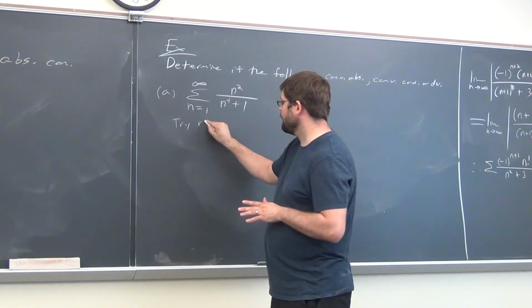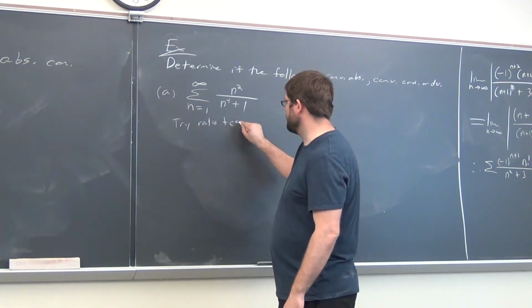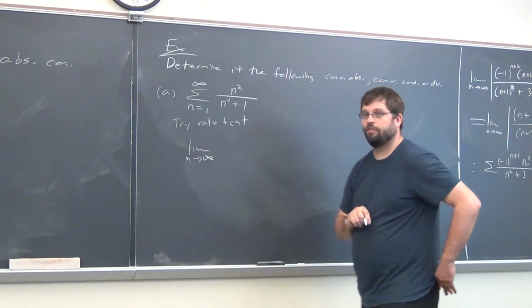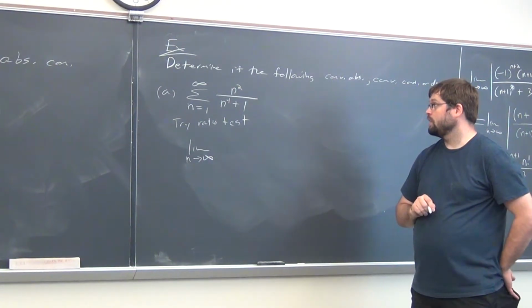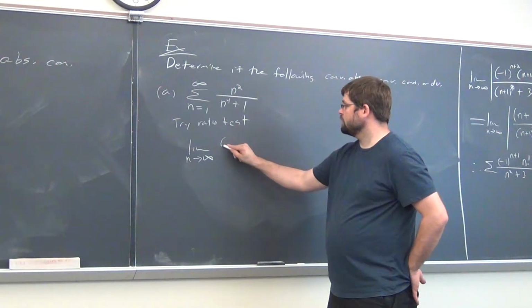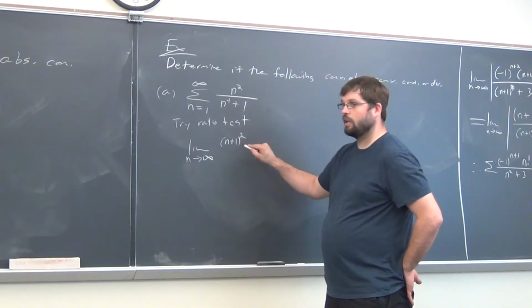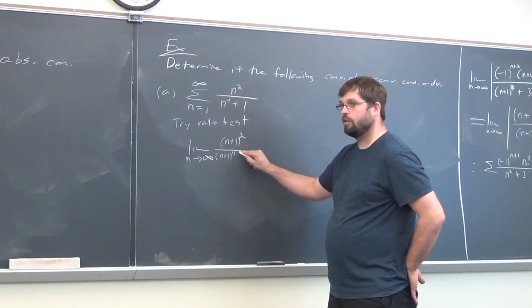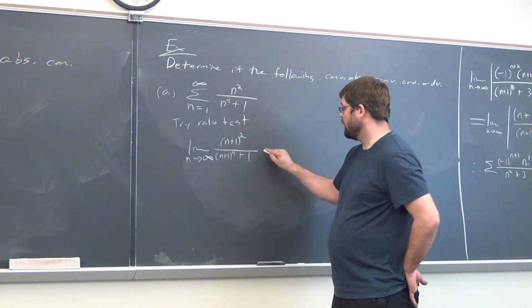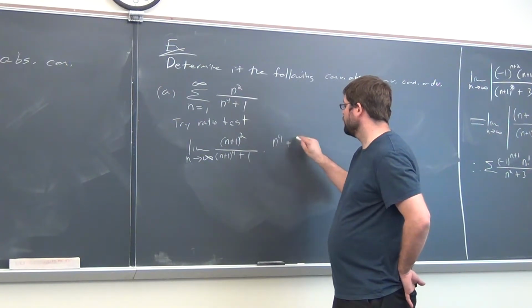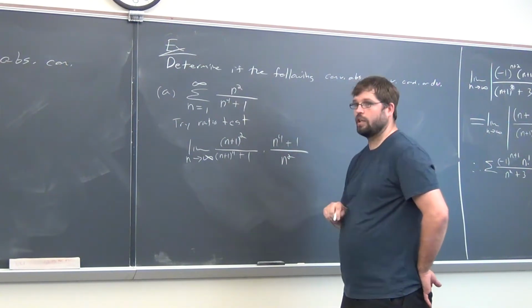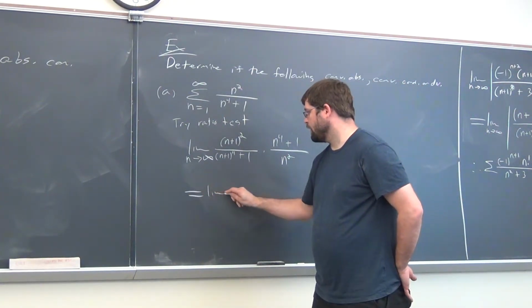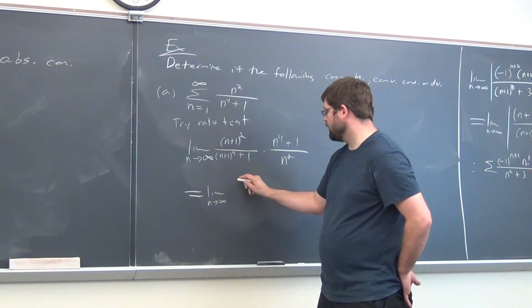Try the ratio test. Eventually we'll avoid it for problems like this, but it's a nice easy example to see it fail. So, what's the n plus first term? It's n plus 1 squared over n plus 1 to the 4th plus 1, times the reciprocal, so n to the 4th plus 1 over n squared.